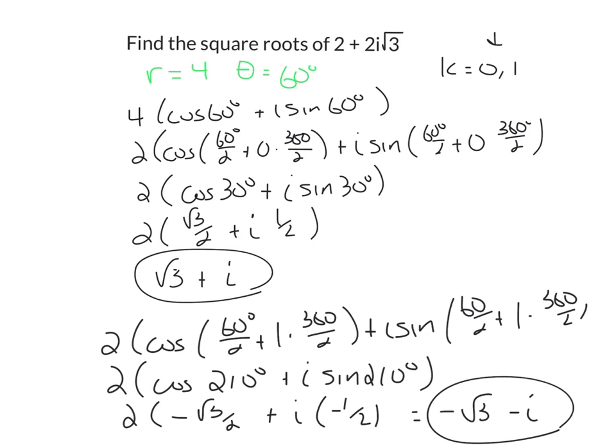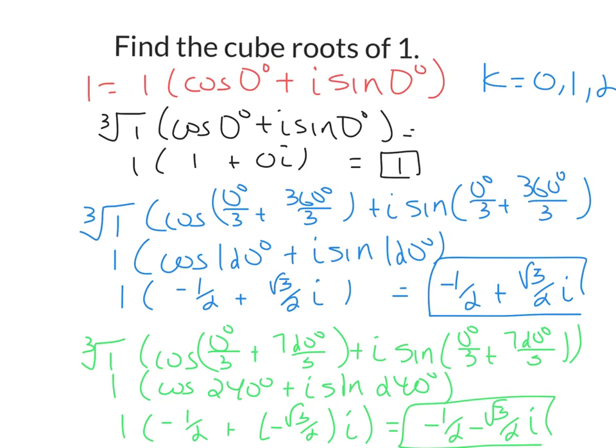That's all there is to it. It looks worse than it is. And once you do a couple of them, it'll start speeding up. Let me show you one more. All right, last one here. Find the cube roots of 1. And because they're cube roots, there's going to be 3 cube roots of 1.